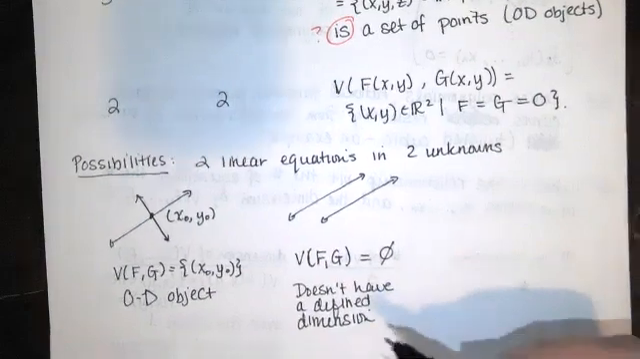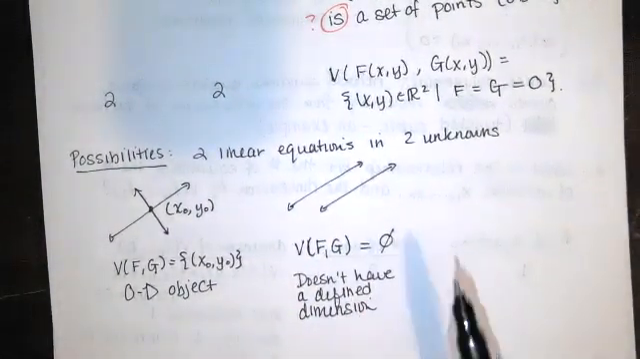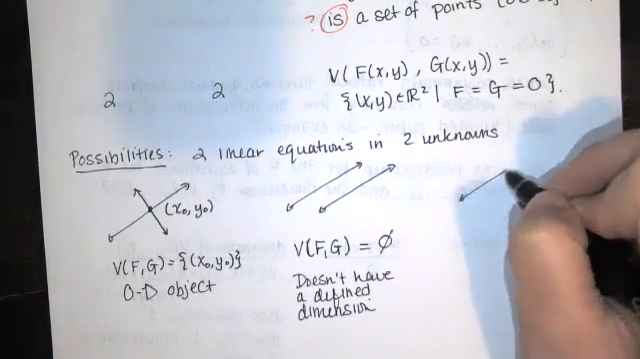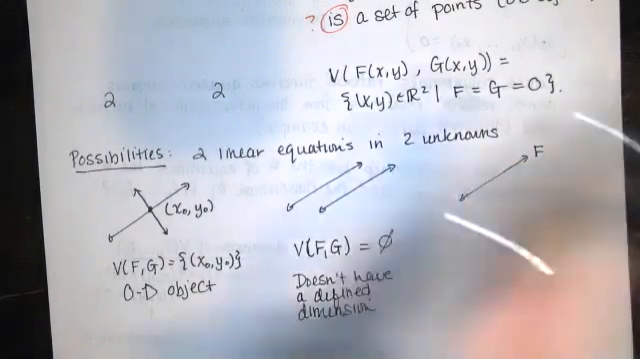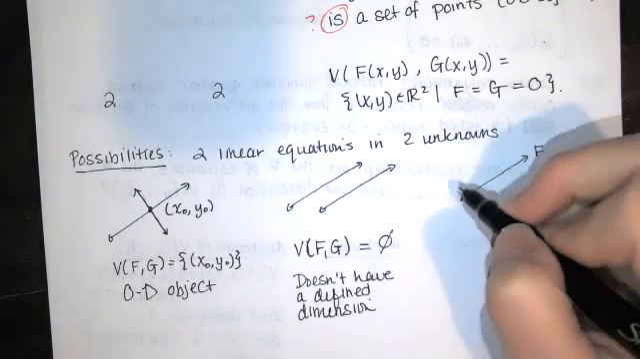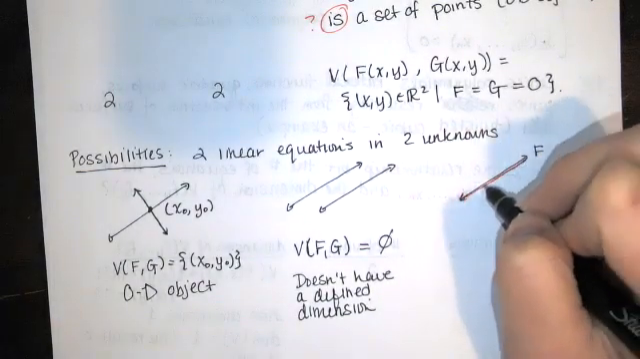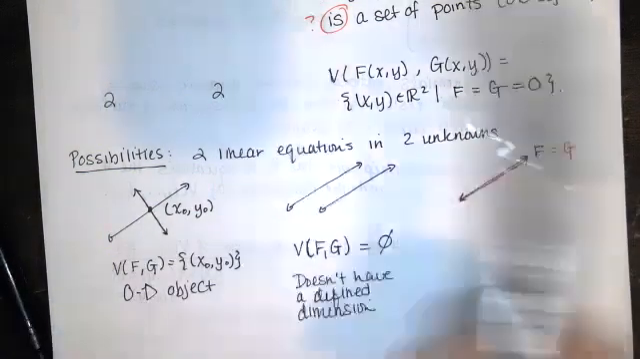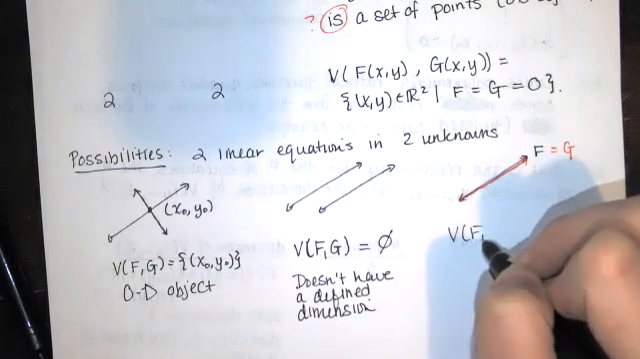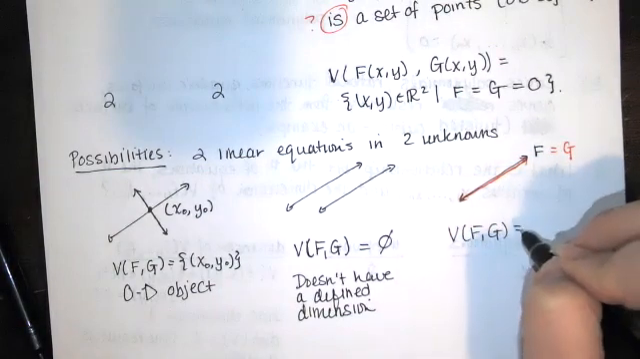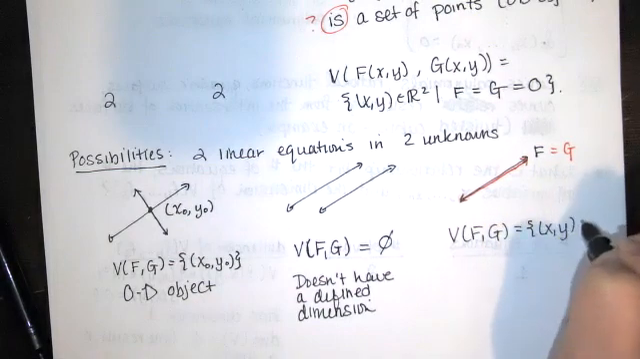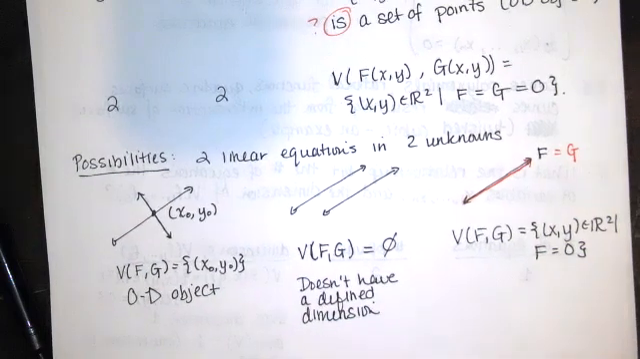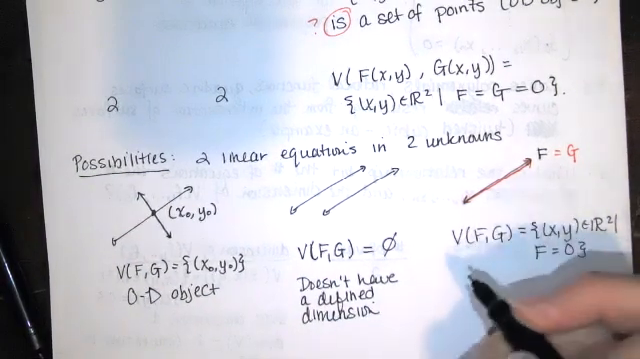We would call this system an inconsistent system because there's no way that f can equal 0 and g can equal 0 at the same time. Or it's possible that f and g are actually the same line. You know this pre-calculus stuff. And it might just be the set of all points x, y in 2-dimensional space such that f is equal to 0, which is the same as g equaling 0. And that's 1-dimensional.